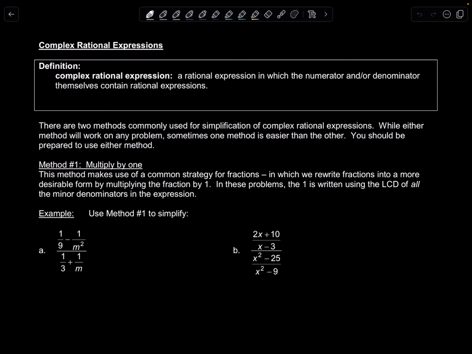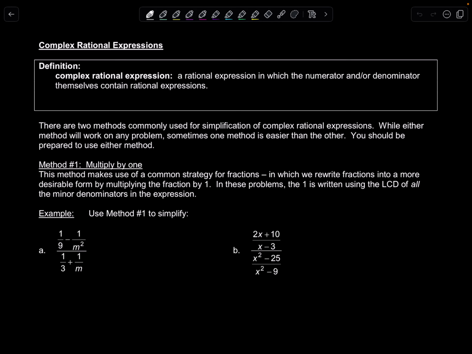A complex rational expression is a rational expression in which the numerator and/or denominator themselves contain rational expressions. So basically it's when you have a fraction and then there's another fraction sitting inside the numerator and/or the denominator. And there are two methods that are commonly used for simplification of complex rational expressions. Now, either will always work, but sometimes one method is easier than the other, and we'll talk about how to identify which is which. And you should be prepared to use either method.